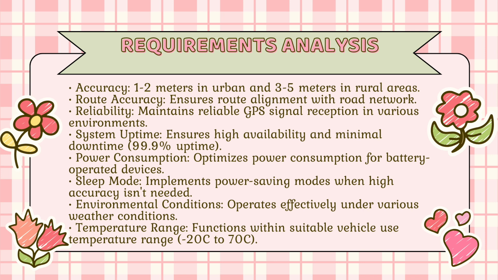Next is power consumption, optimizing power consumption for battery operated devices. Then is sleep mode, which implements power saving modes when high accuracy is not needed. Next is environmental conditions, operating effectively under various weather conditions. And last is temperature range, functioning within a suitable vehicle use temperature range, -20 to 70 Celsius.